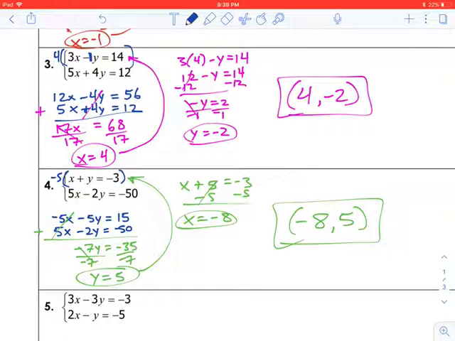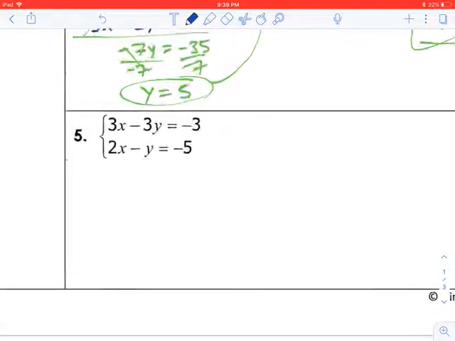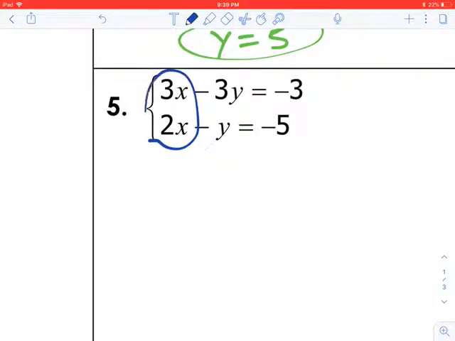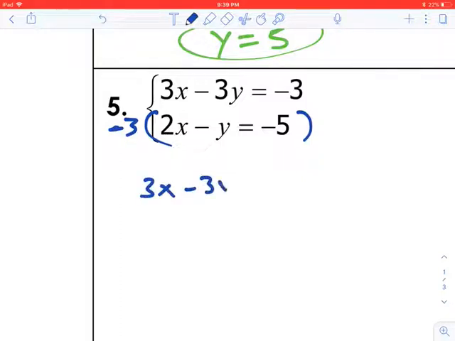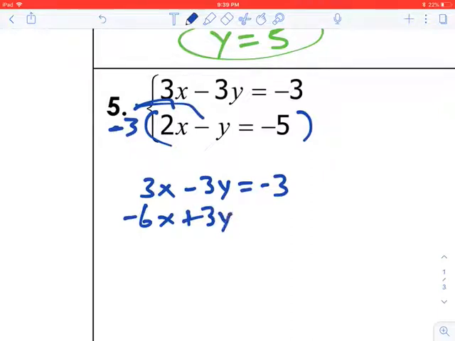Okay. And so let's do the last one here and we'll be done. So 2 doesn't go into 3. This one will work though. I just multiply by not 3, because that would be -3 and -3. But negative times negative would make it positive. So the top isn't going to change. But the bottom now is going to be negative 3 times 2 is negative 6x. Negative times negative is positive 3y. And then negative times negative again is positive 15.